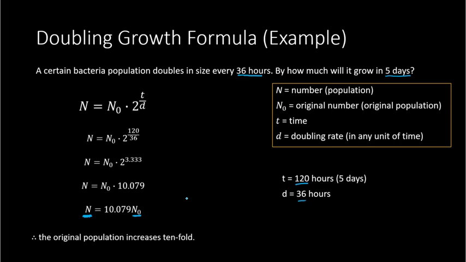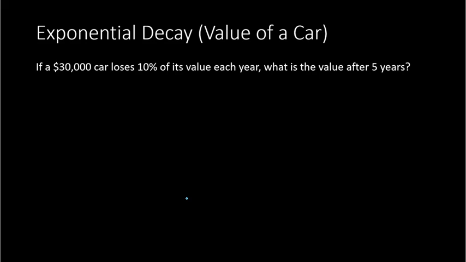Next, we're going to switch gears and talk for a moment about exponential decay. So what if numbers are getting smaller? So we've, up to this point, just dealt with the exponential growth. So one example of exponential decay, as mentioned at the beginning of this video, is the value of a vehicle. So the value of a vehicle, if you buy it right off the lot, will decrease in value a certain amount every year. All right, so let's say we bought a $30,000 car and it loses 10% of its value each year. What is the value after 5 years?